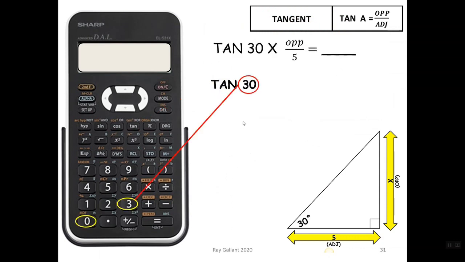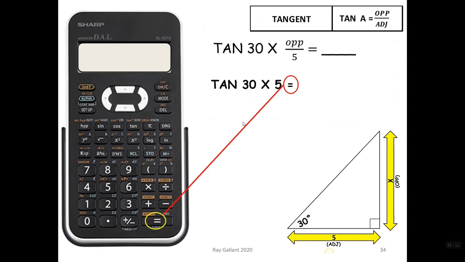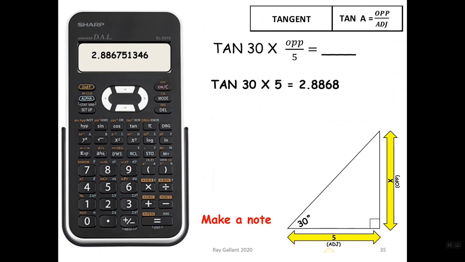Tan 30 times 5 equals 2.8868. That's not so difficult now, is it?